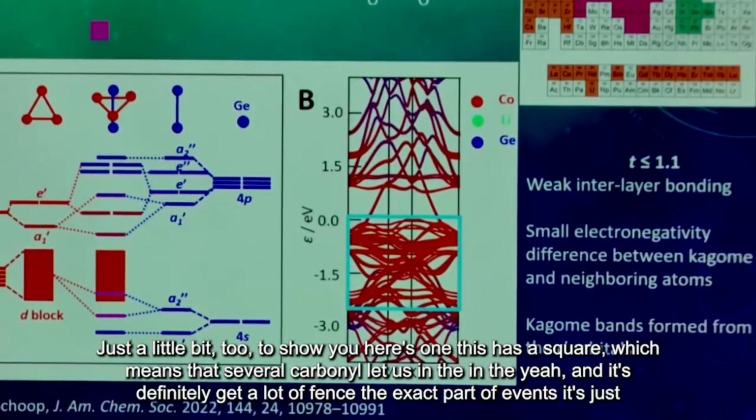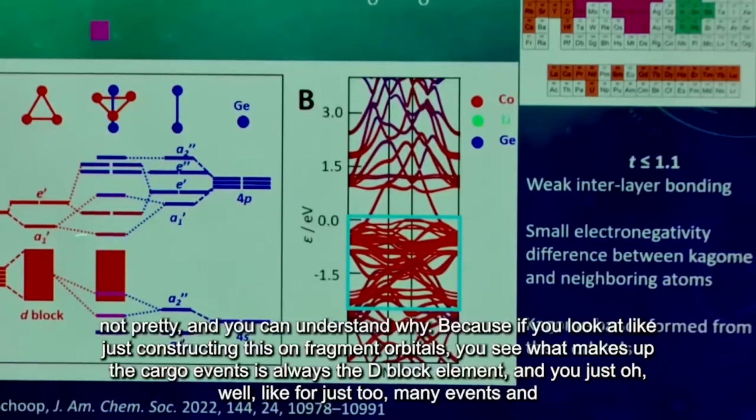These are Kagome bands, it's just not pretty. And you can understand why. Because if you look at constructing this from fragment orbitals, you see what makes up the Kagome bands is always the d block elements, and they just overlap like crazy. There's too many bands, and so you get these messy bands.